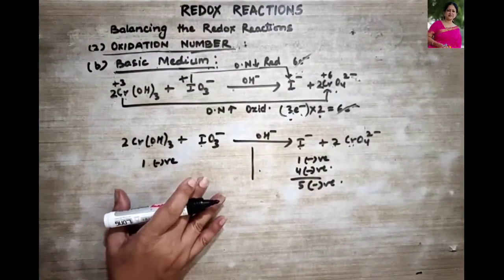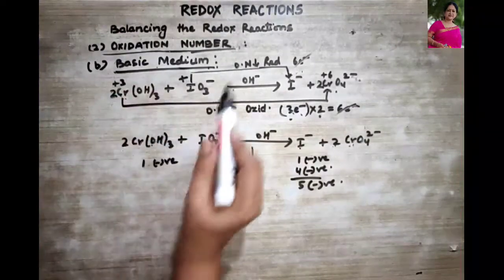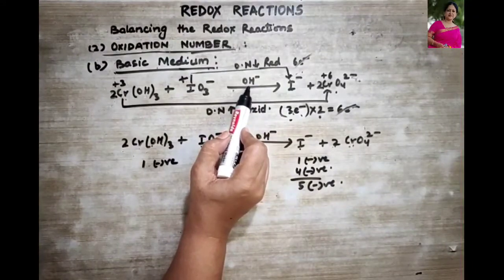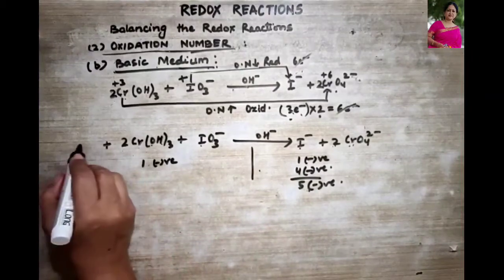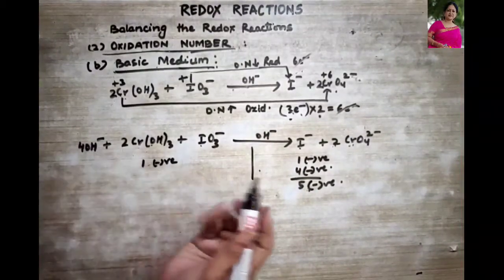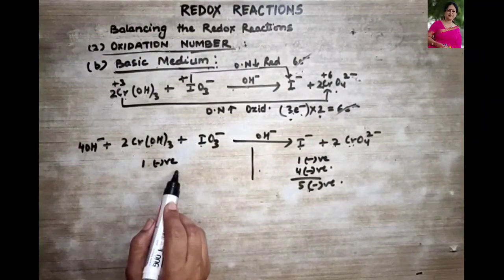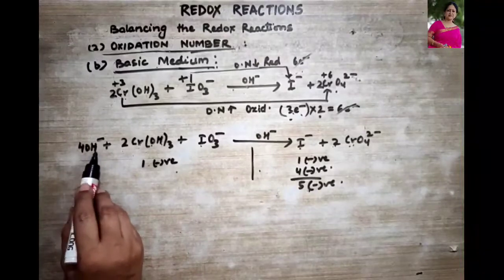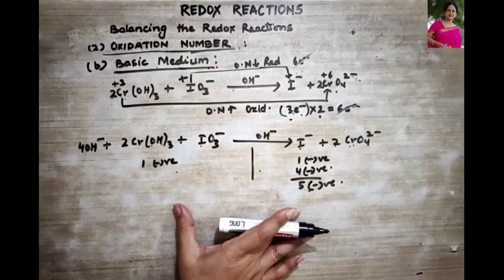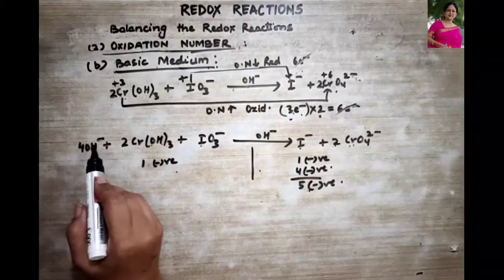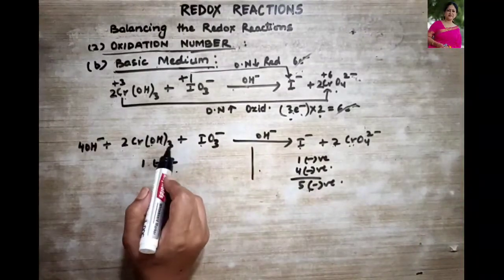So instead of adding those 4 negative charges, what are we going to add in the basic medium? We are going to add the hydroxyl ion. How many do we need? 4. So we add 4 hydroxyl ions to the part which is deficient of the charges. So deficiency of the charges is in the reactant side, and we have added 4 hydroxyl ions. Okay. Now let's see, is it balanced? We are not going to check hydrogen just now. Okay.